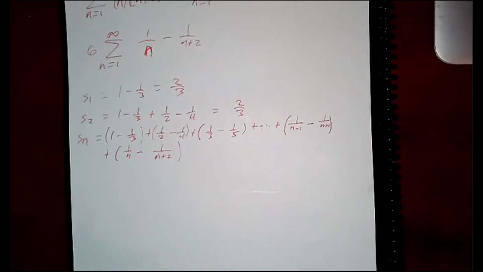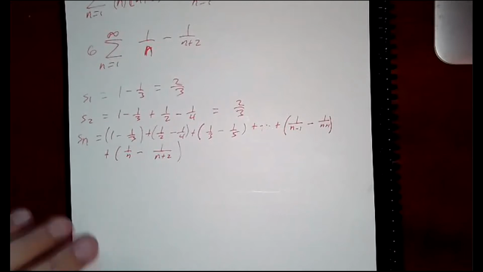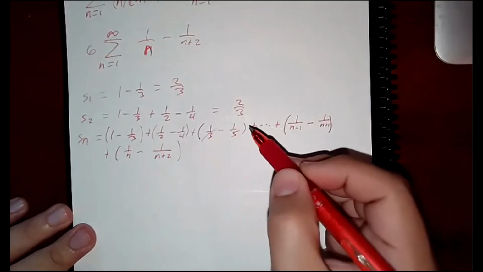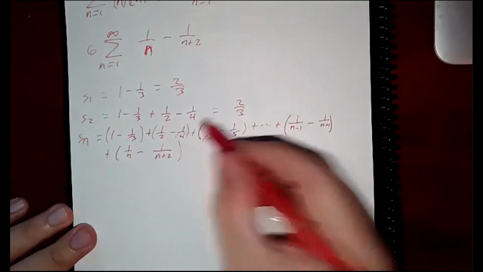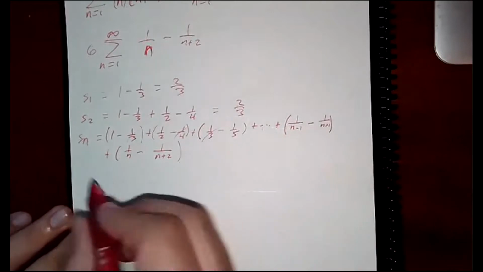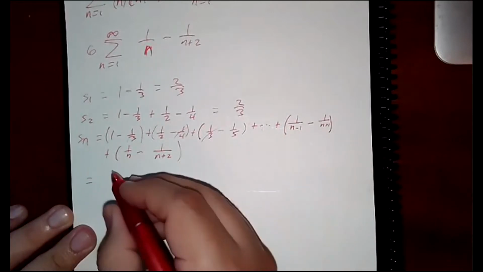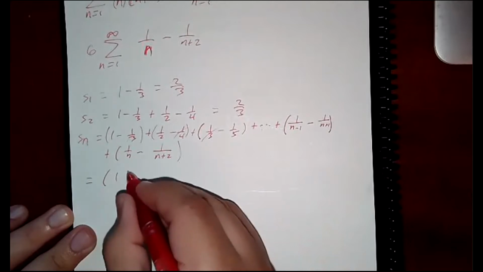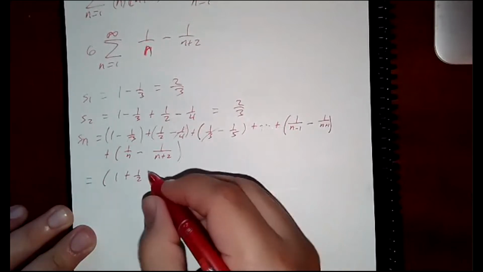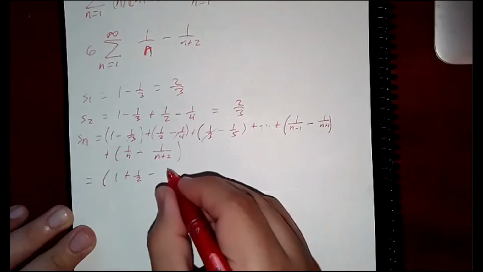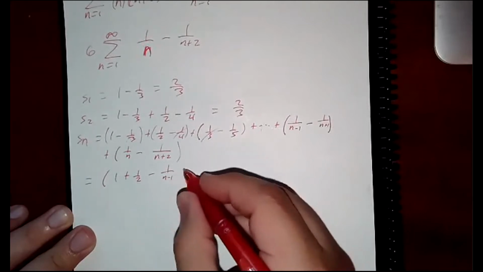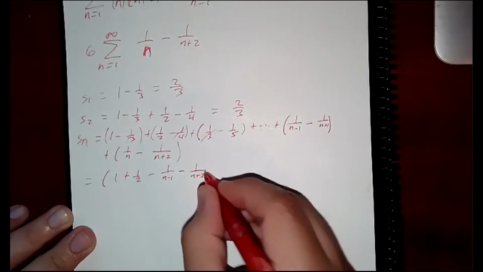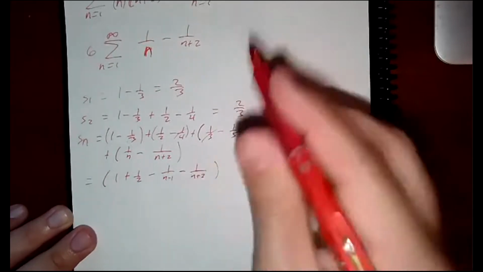So eventually you see that all these cancel out, right? So the 1/3's gone. The 1/4's gone. They keep on canceling, leaving you with 1 plus the 1/2 minus the 1 over n minus 1 minus the 1 over n plus 2. Then of course there's that 6 in the front, right?